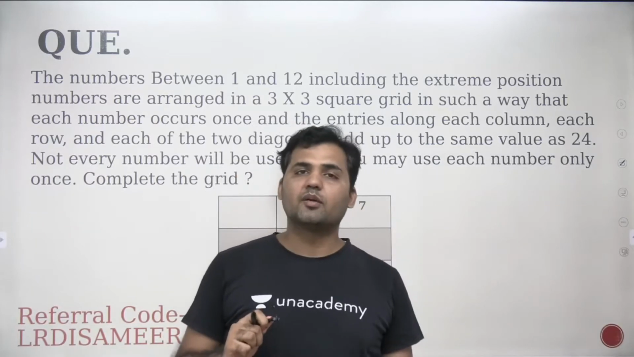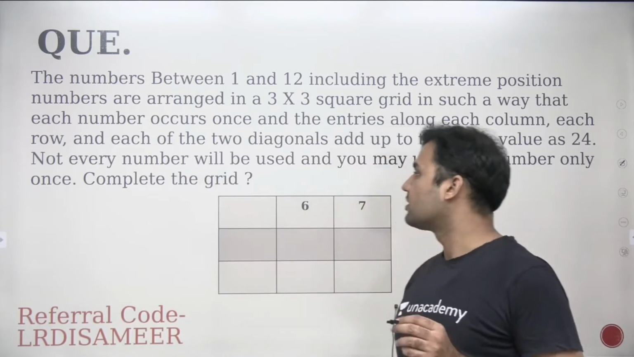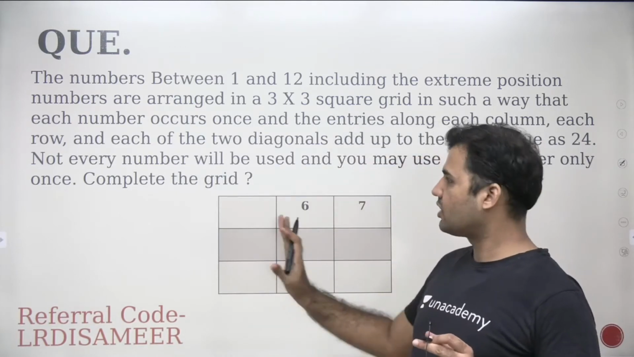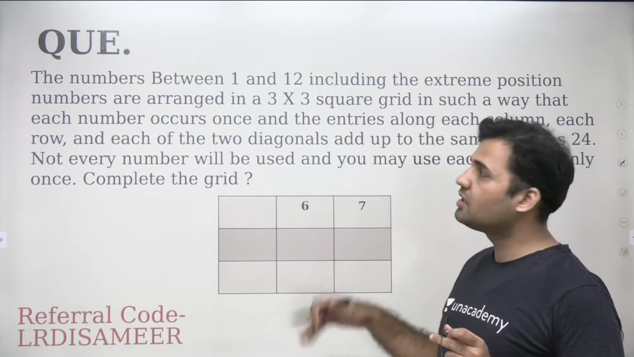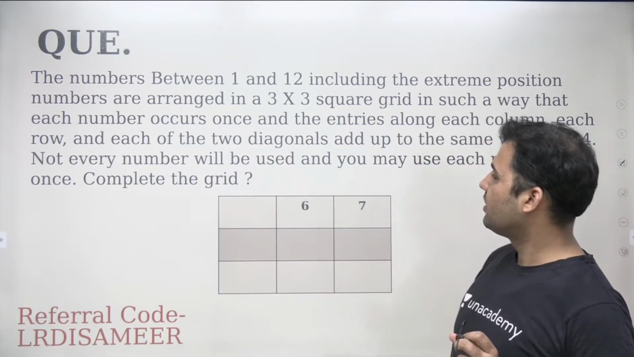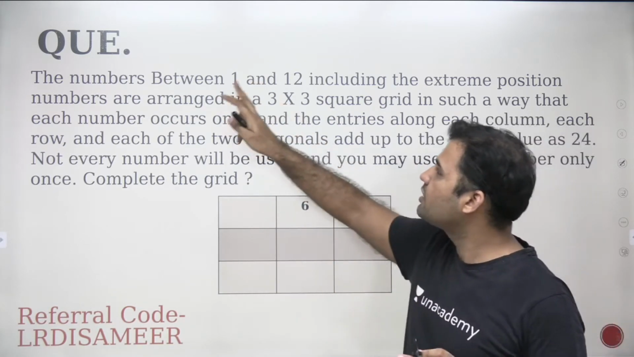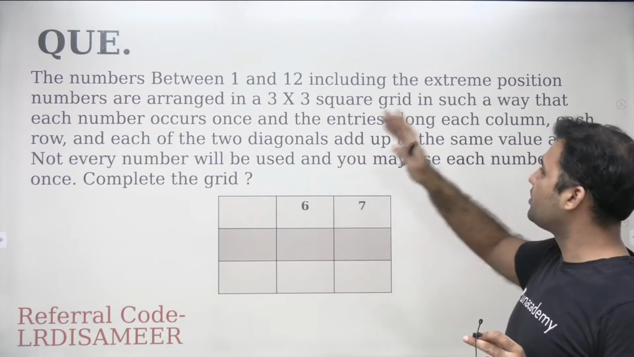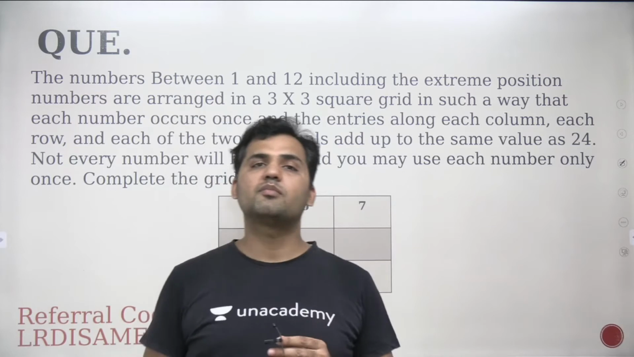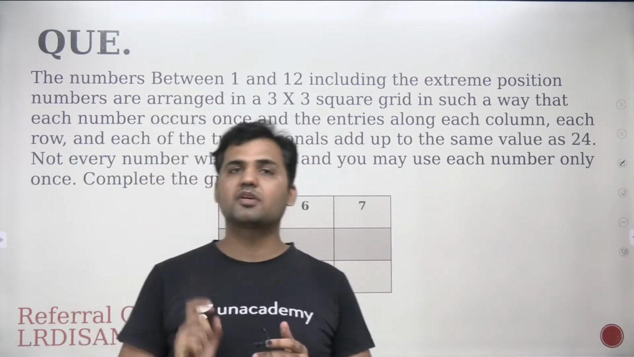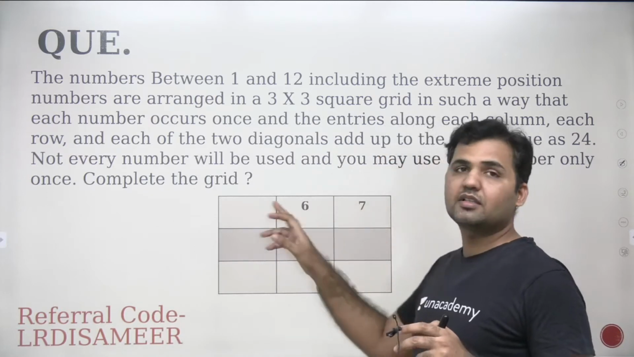Hello everyone, welcome back. So in this video, we will be solving one more magic square set, a very small set, just to give you the idea how to approach these type of questions. And there is a slight change in this particular question. The question says, we are supposed to fill this n into n matrix, that is 3 into 3 matrix, with numbers between 1 and 12, including the extreme position numbers. Now, numbers between 1 and 12, including 1 and 12, the total numbers are 12, right? So these 12 numbers are supposed to be filled into a 3 into 3 matrix.